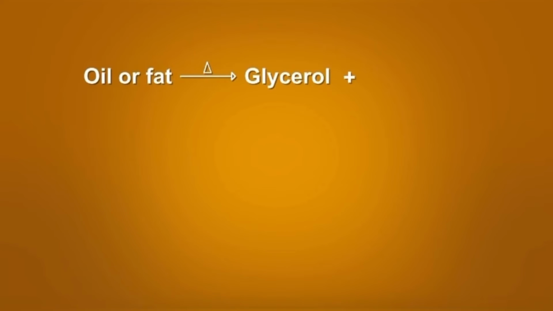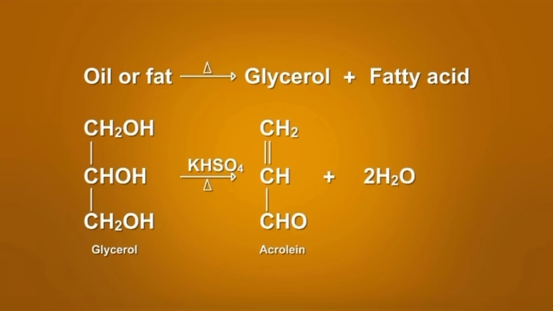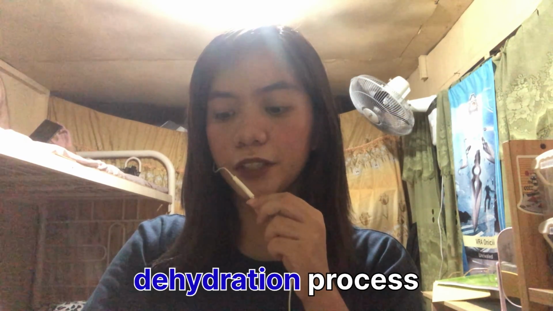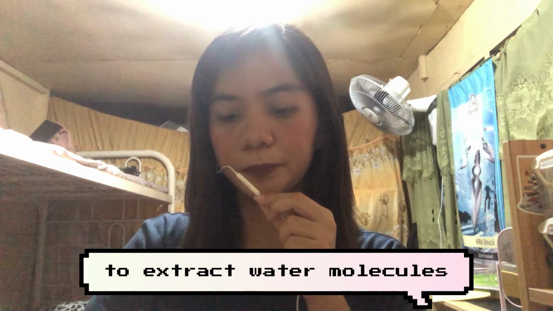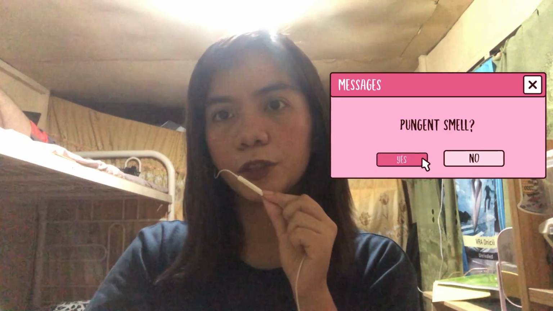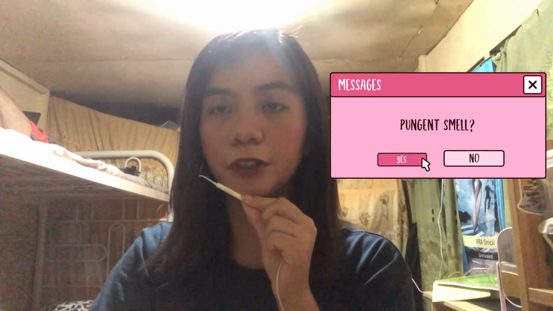When oil or fat is heated strongly in the presence of a dehydrating agent like potassium bisulfate, the glycerol portion of the molecule is dehydrated to form an unsaturated aldehyde, acrolein, which has a pungent irritating odor. The test uses a dehydration process to extract water molecules from glycerol. The interaction of glycerol with potassium hydrogen sulfate produces acrolein, which has a pungent smell. So it is considered positive, or glycerol and fat was detected, if there is a pungent smell, and negative if there is no pungent smell, which means there is no glycerol and fat detected.